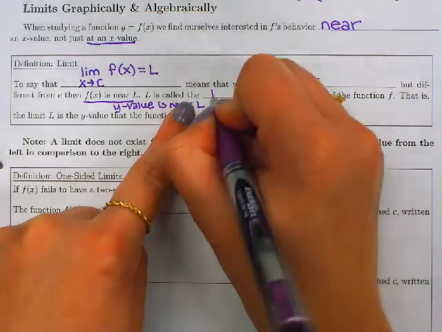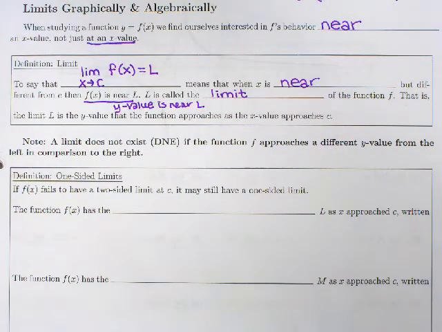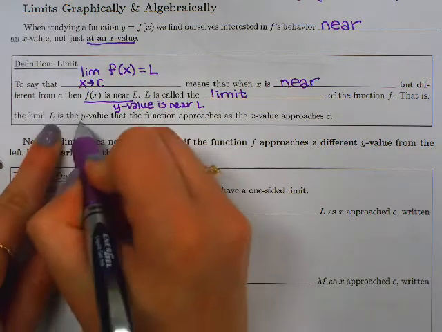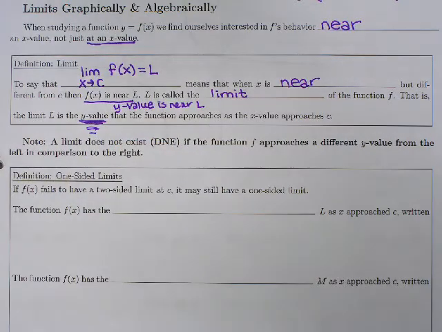So L is called the limit of the function. What it really is, is just the y value. L is the y value that the function approaches as x value approaches c. So all we're doing is reading how high or how low we are on a graph.